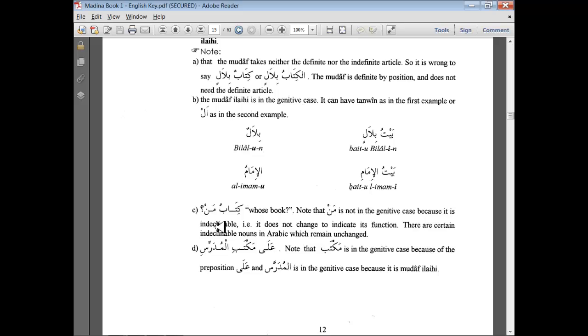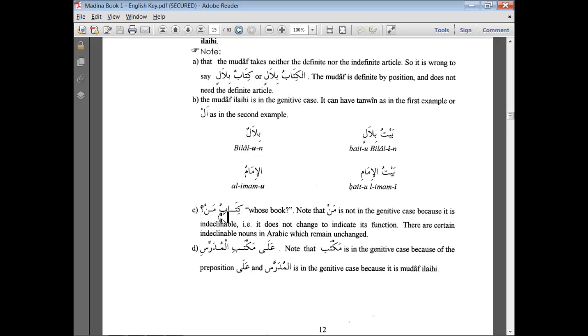Now let's look at this particular one. We're going to ask whose book, Kitabu Man. Note that man is not in the genitive case because it is indeclinable. Now here we have a construction, Kitabu Man. This is an idafa construction. It is an idafa, it is mudaf and mudaf ilayh. But why does this man have no tanween or kasra here?